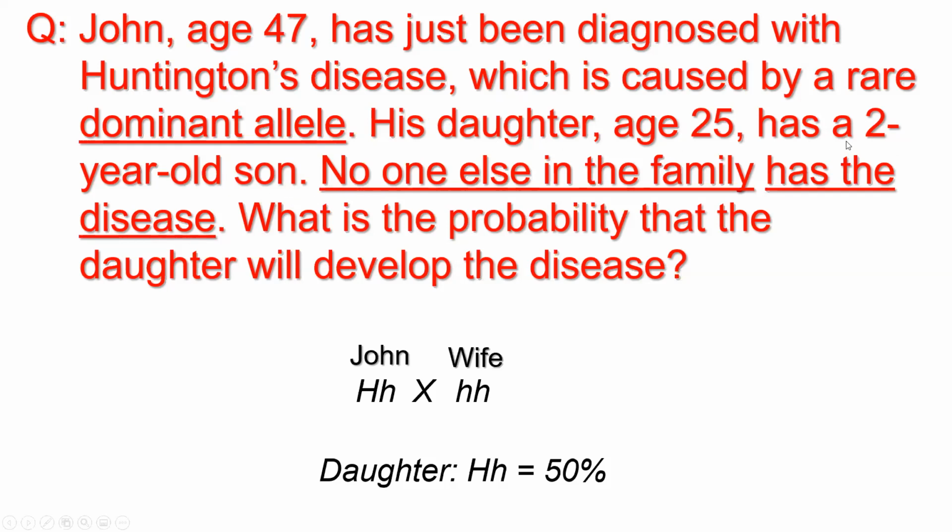He has a daughter and his daughter has a son. And then it says here, no one else in the family has the disease. When it says no one else in the family has the disease, that means that John is not homozygous for the trait. Because if John is homozygous for the trait, every single kid will have the disease. But since no one else in the family has the disease, the wife or the kids, meaning that John is the only diseased one here and he has only one allele.